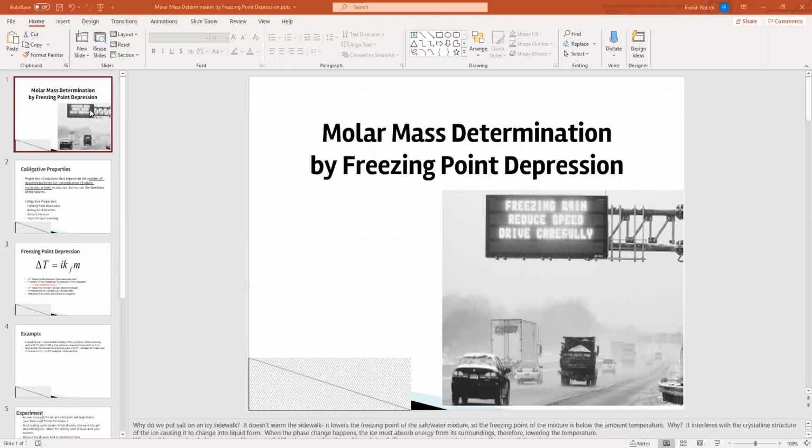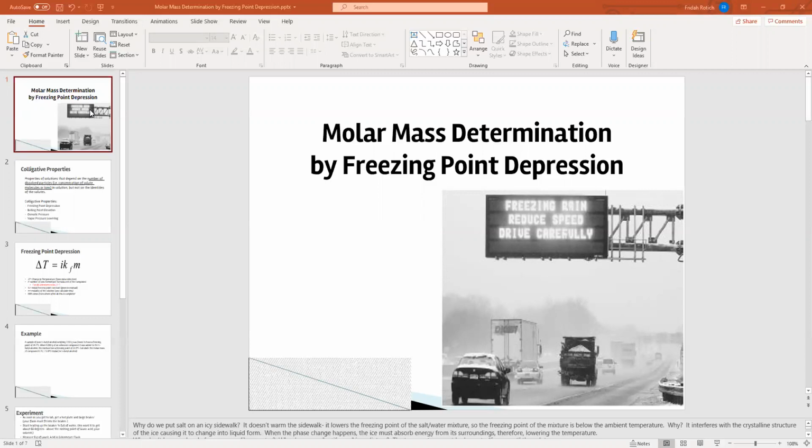Okay, so this lab is entitled Molar Mass Determination by Freezing Point Depression. So basically we are going to use the concept of freezing point depression to determine the molar mass. We know that molar mass is an important quantity in chemistry, and it is basically the foundation of most calculations that we do. And there are various ways to determine molar mass. And so today we'll use this concept.